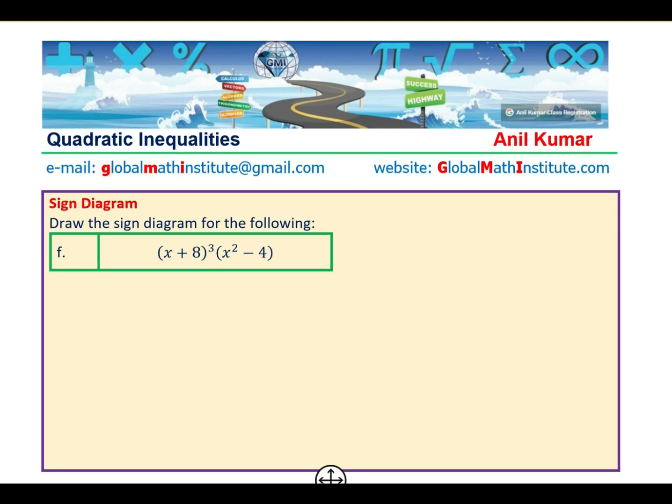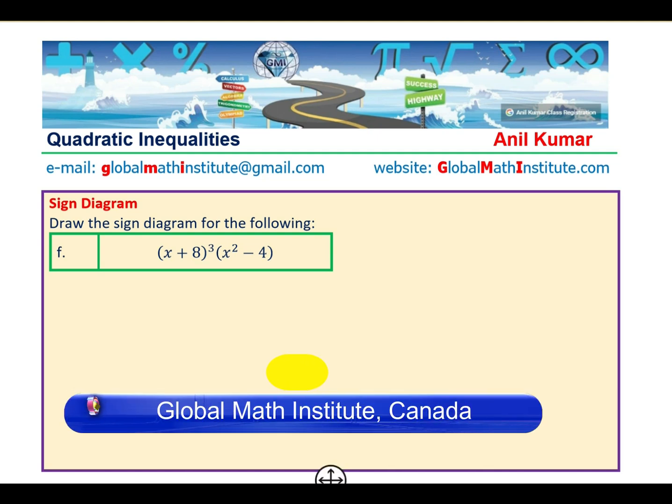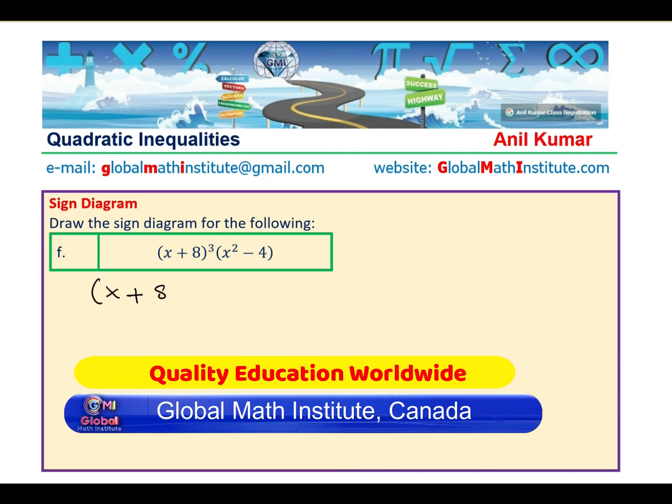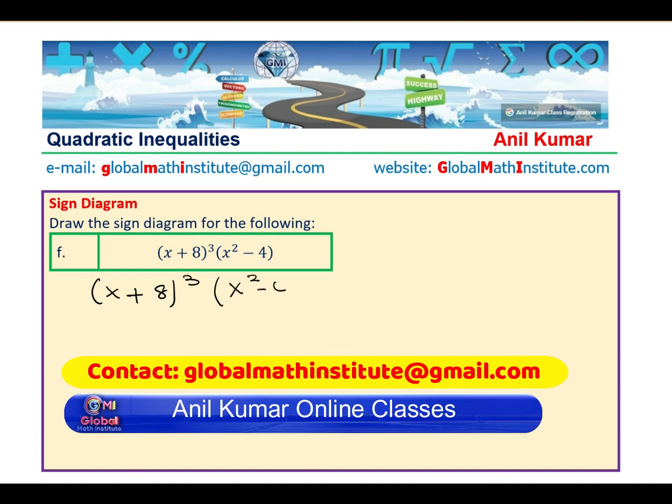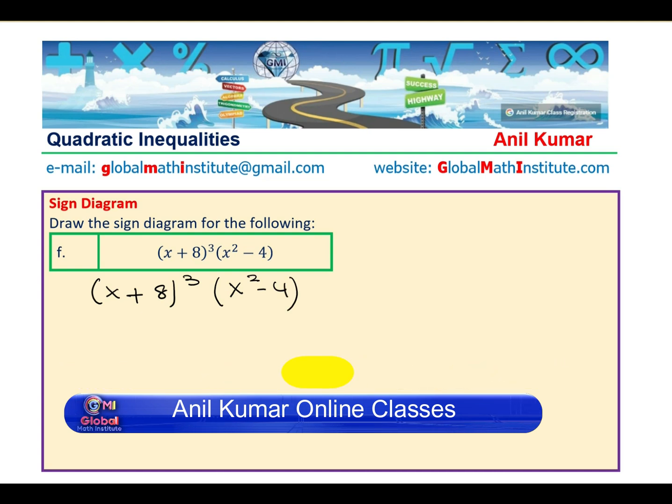Now, this concept is going to help us to solve inequalities. Here is the last question. Here we have a cubic factor and also something to factor. So the question here is very interesting. We have x plus 8 whole cube, and this is x squared minus 4. Now x plus 8, we have a cubic zero, right? But x squared minus 4 can be factored.